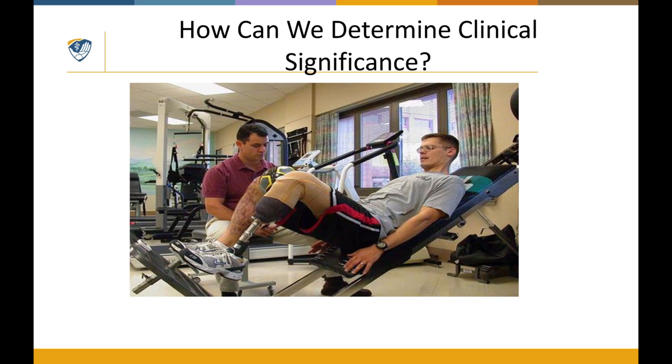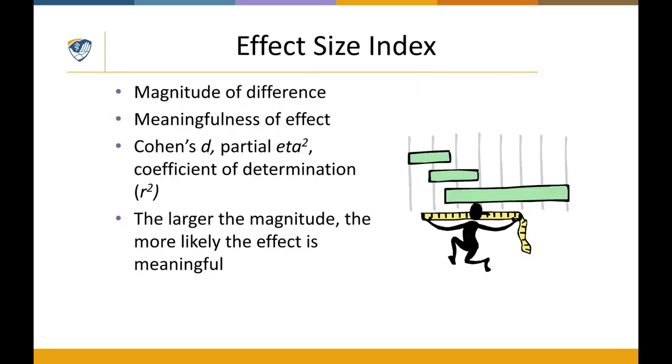And so what are the ways we can determine this clinical significance and start to make those decisions about whether any difference we're seeing relative to a treatment is going to be useful to us or beneficial to us in a clinical situation? There are several different measures we can utilize, and one of the first and most common is the effect size index.